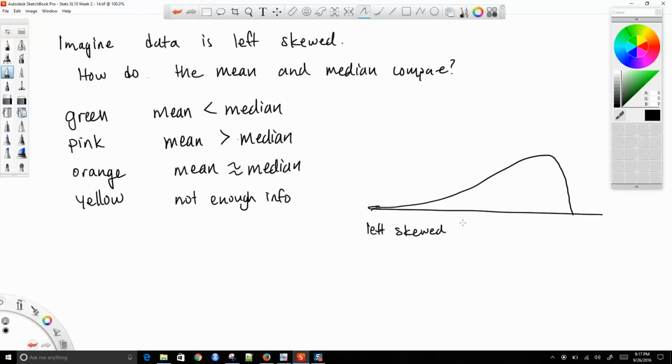Okay, the answer is green. The mean will be less than the median. Okay, this is the correct answer. All right, let's talk about this. Okay, let's just try this with a simple example.